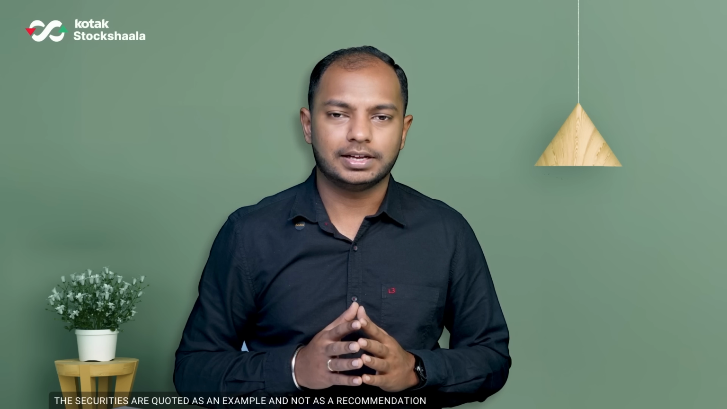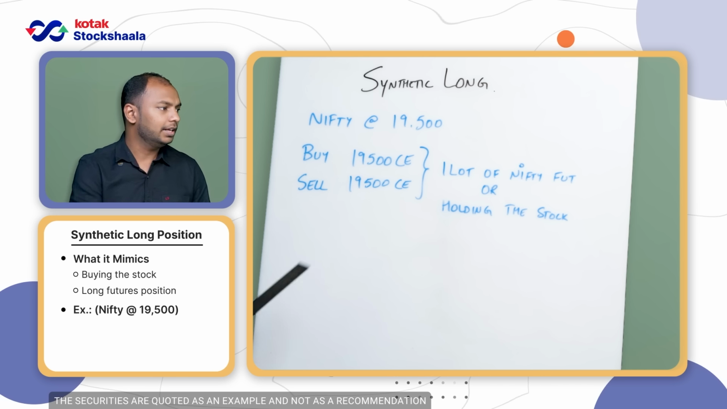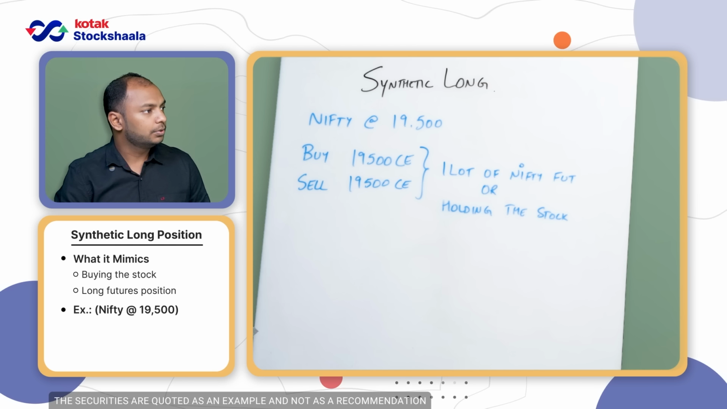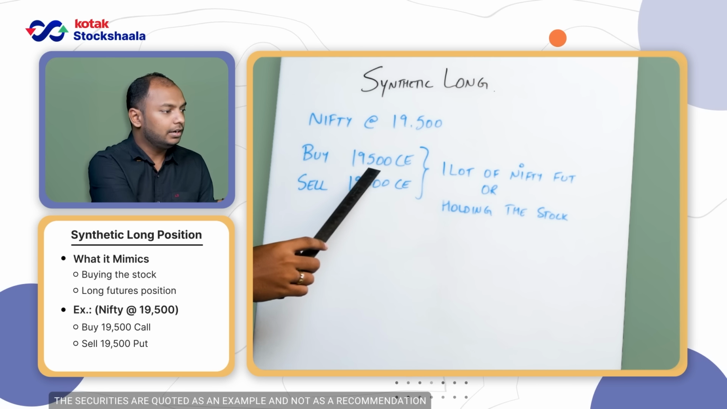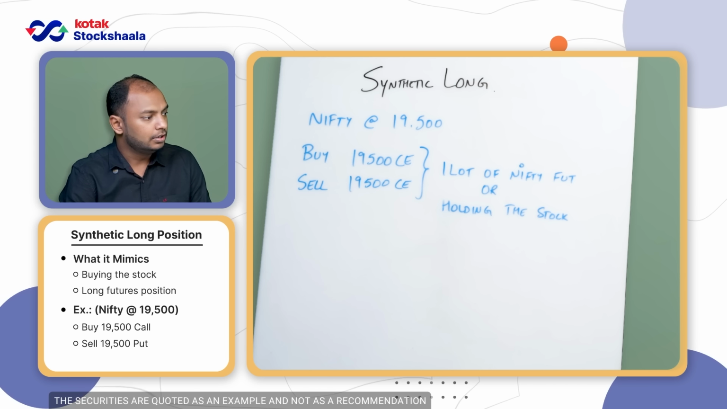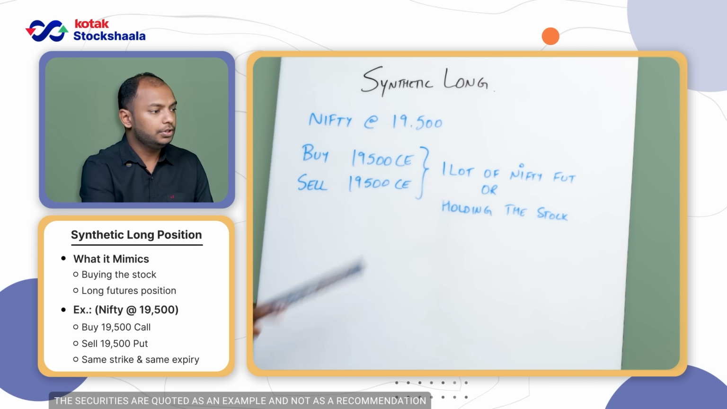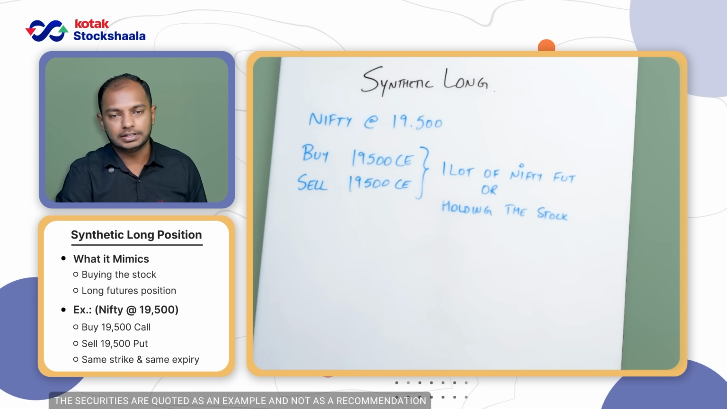Now let's learn about synthetic long along with an example. To understand the synthetic long position, I've taken the example of Nifty at 19,500. So to enter this position, all you have to do is buy the 19,500 call option and sell the 19,500 put option. The payoff looks very similar to you buying one lot of Nifty futures or even holding Nifty stock.